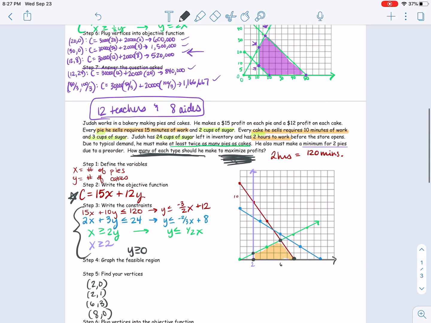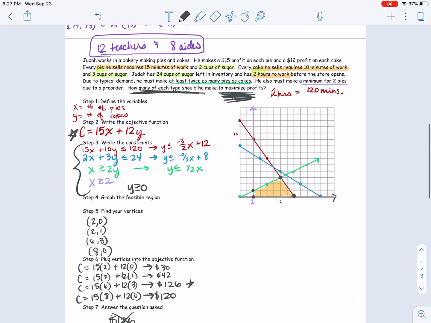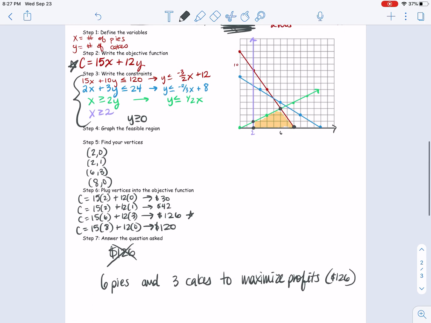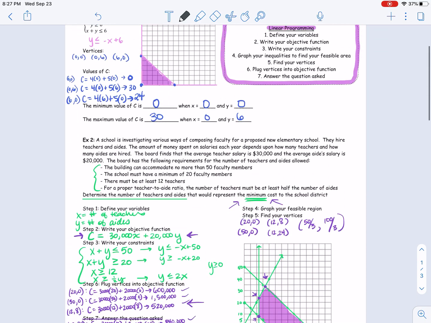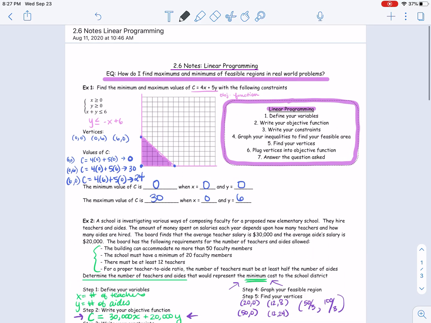So kind of harder to define the variables and set up the constraints, but easier when it came to our vertices and plugging in to that objective function. All right, you need to go practice this on your own. I know it's very lengthy, but try one on your own, at least.